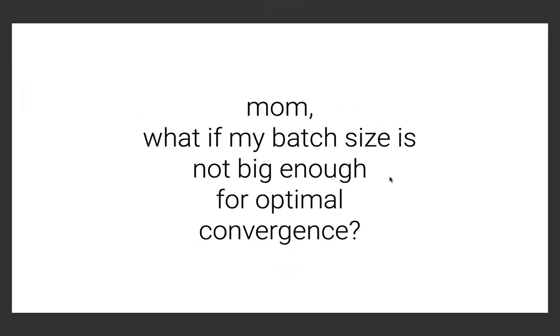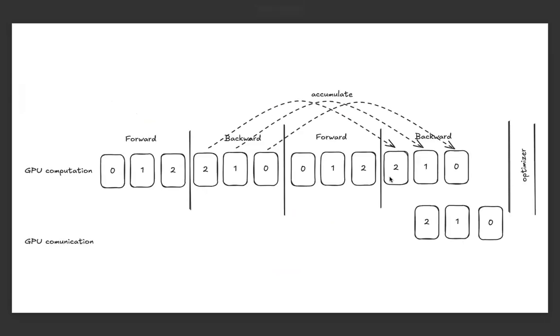But mom, what if my batch size is not big enough for optimal convergence? Well, when we didn't do data parallelism, we could do gradient accumulation, right? It was discussed in the previous chapter that when we do backward passes, we can do multiple backward passes, accumulate gradients, and then do the optimization step on the accumulated gradients. So the authors of the book propose to do the same thing, but in this distributed setting. So on each GPU, independently, we do this gradient accumulation.